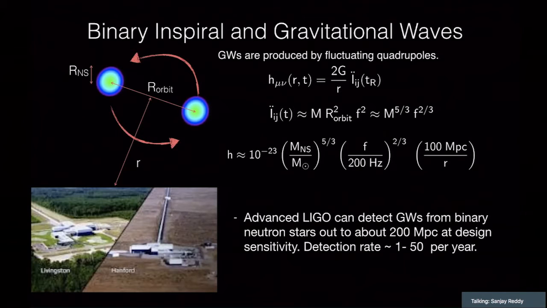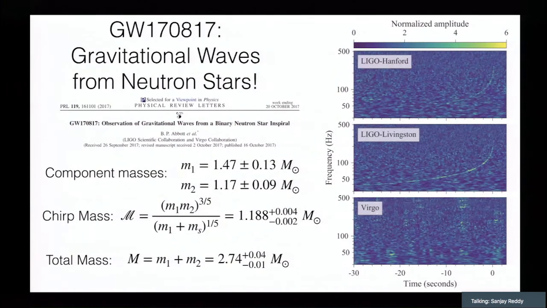Just mention that this detection has already occurred, and we think that the detection rate in the future is going to improve. You could have anywhere between 1 detection a year to as many as 50 detections a year, based on our current understanding of merger rates. So the first detection was amazing because it was a very nearby event. It occurred at 40 megaparsecs, and it's very, very rare to see events that are that close by.